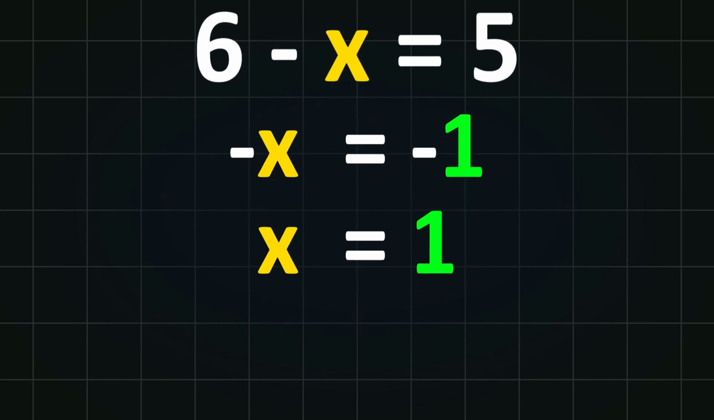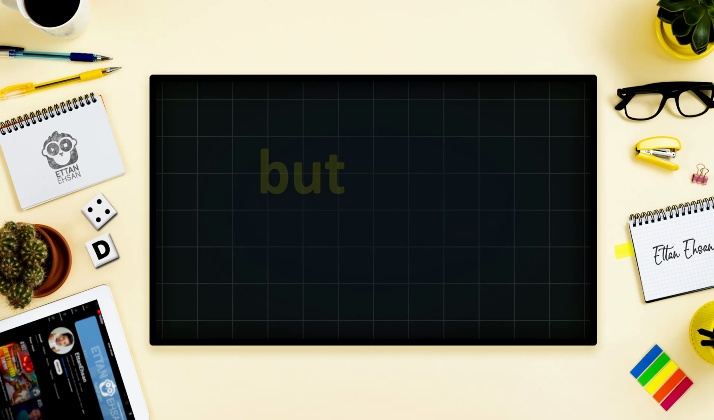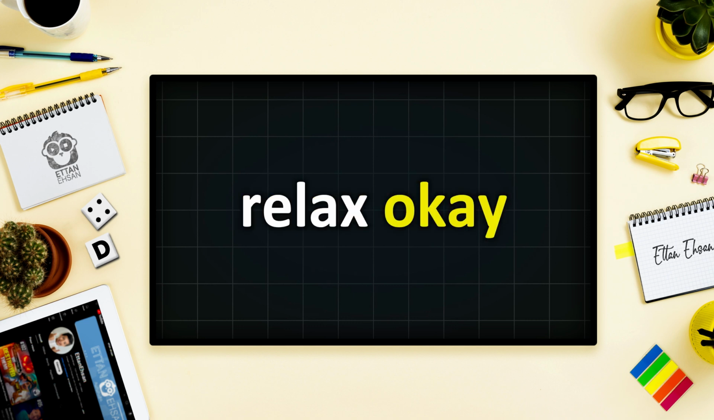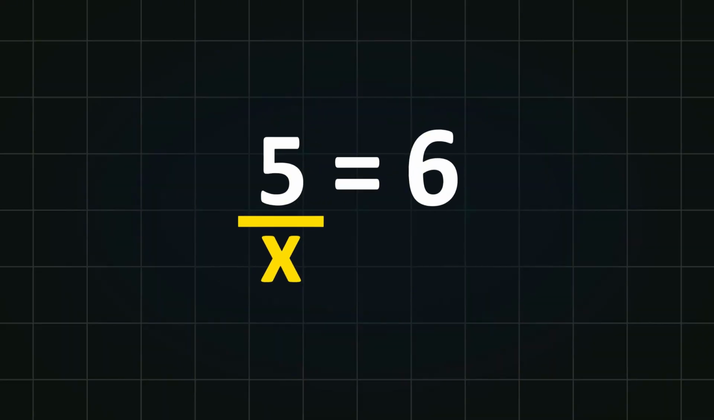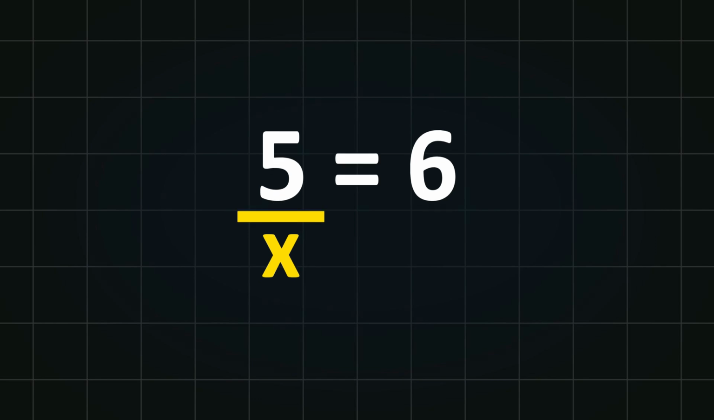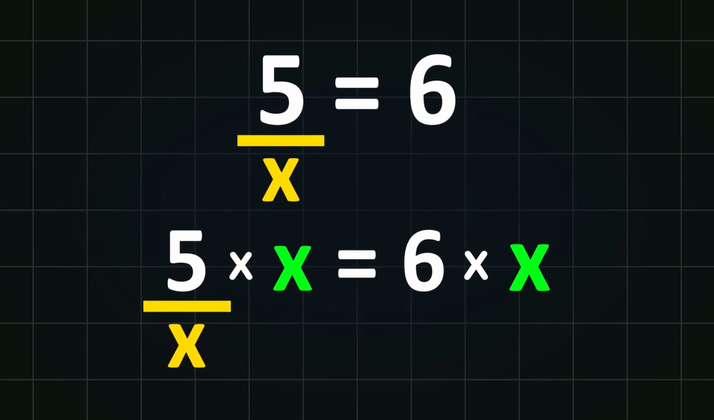So now we'll see how we can solve this by inverting a division sign. Okay. This is a bit more complicated, so stay tuned. Relax, okay? 5 divided by x equals 6. In this case, we're going to multiply both sides. We can do times x on both sides. Honestly, it would just be preferred to do times x on both sides. We don't really have an alternative. We do, but it's just going to take more steps.